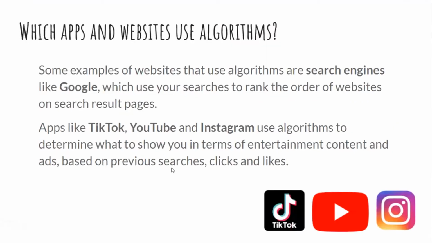Which apps and websites use algorithms? Some examples of websites that use algorithms are search engines, like Google, which uses your searches to rank the order of websites on search result pages. Apps like TikTok, YouTube, and Instagram use algorithms to determine what to show you in terms of entertainment, content, and ads based on previous searches, clicks, and likes.